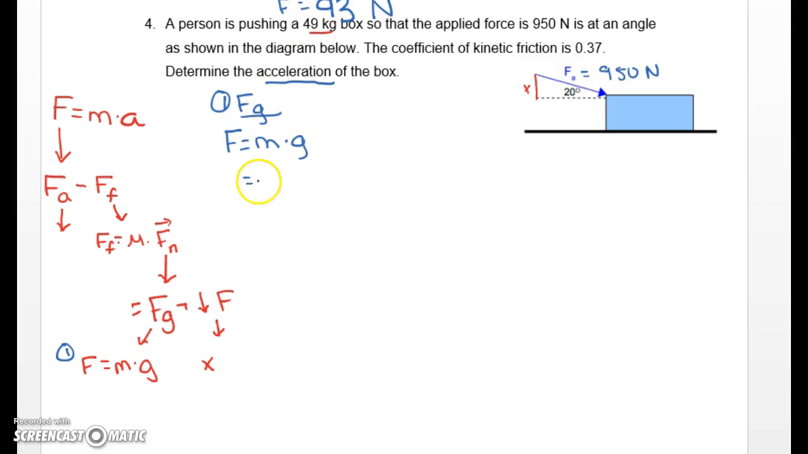So we know from the question our mass here is 49 kilograms. And our acceleration due to gravity, as we know, is 9.81. When you plug that into your calculator, you should get 480.69.